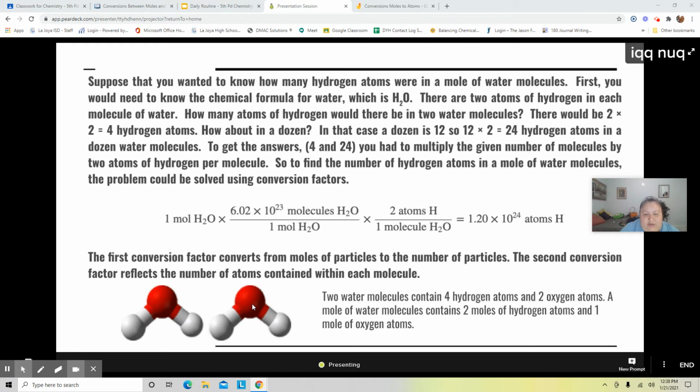In red is your oxygen. In white is your hydrogens. So you can easily tell how many hydrogens are in this molecule. Well, there's 2, right? You can even look at the formula and you can see that there's a 2 as our subscript after H. So there's 2 atoms of hydrogen in 1 molecule of water, right? How many atoms of hydrogen would there be in 2 water molecules?